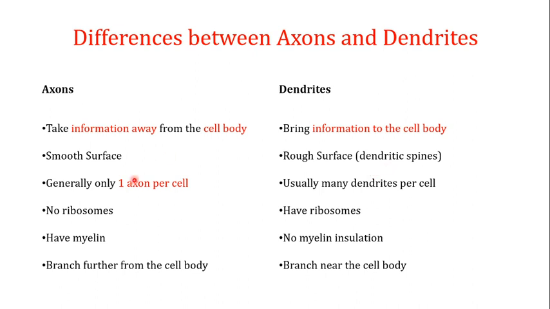Now, if you talk about the number, generally there is only one axon per neuron, but there are usually many dendrites present in a single neuron. The axons do not have any ribosomes. The dendrites do have ribosomes. The axons, as I've told you, mostly have the myelin sheath. The dendrites are not insulated; they are not covered with the myelin sheath. The axons branch further from the cell body, so they move away from the cell body, while the dendrites branch near the cell body.